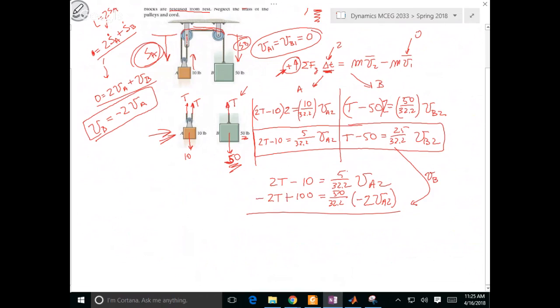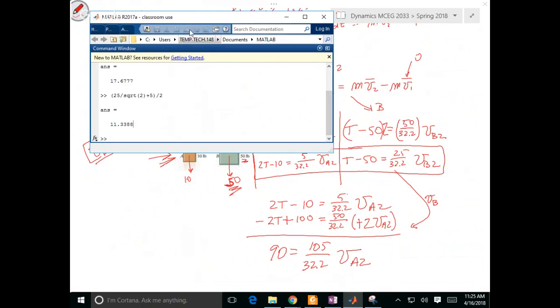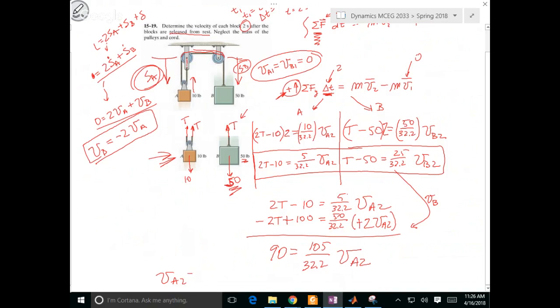So I could go in, change the signs all the way across, and then add them. So I get 100 minus 10 is 90. Okay, so I've got 105, I think, over 32.2 is equal to 2 VA or VA2. And unless I made a mistake, which is very possible, 90 times 32.2 divided by 105. Okay. VA2 is equal to 27.6. That's what I get for VA2.